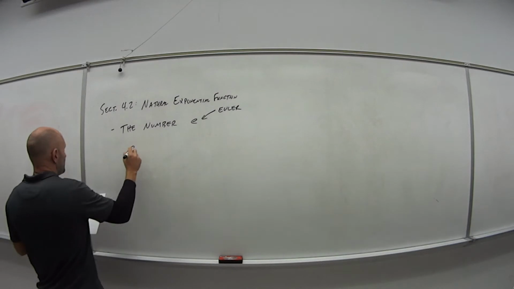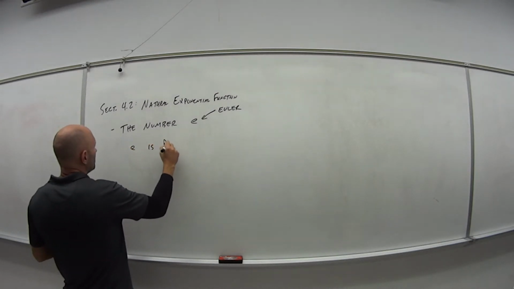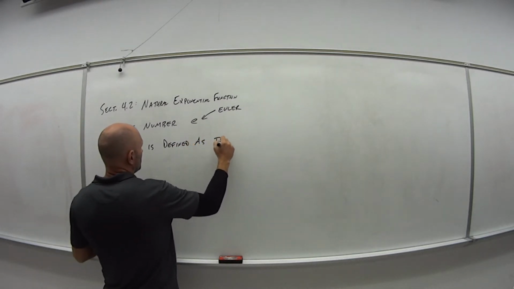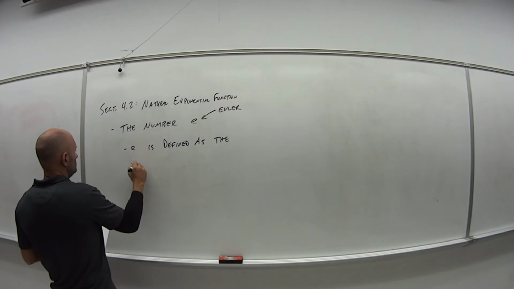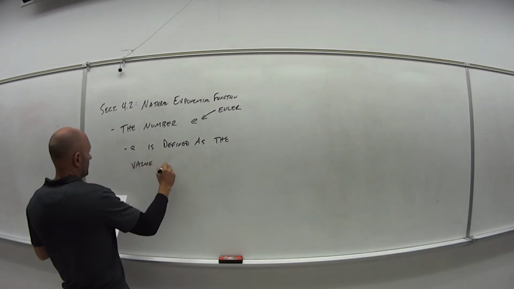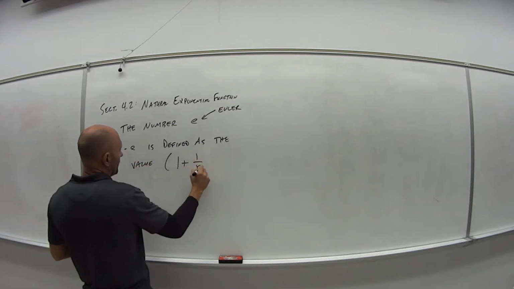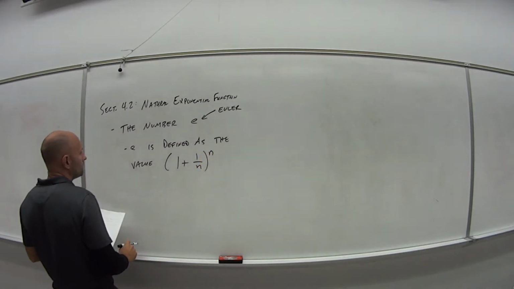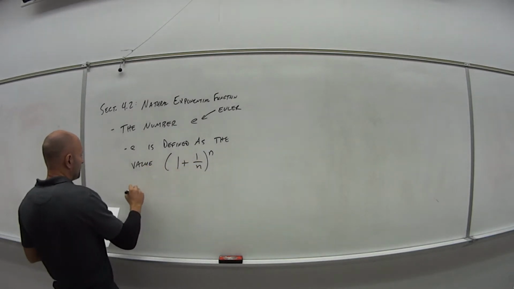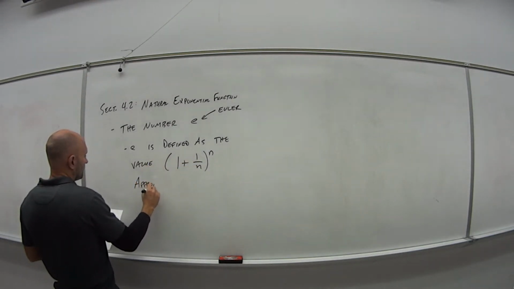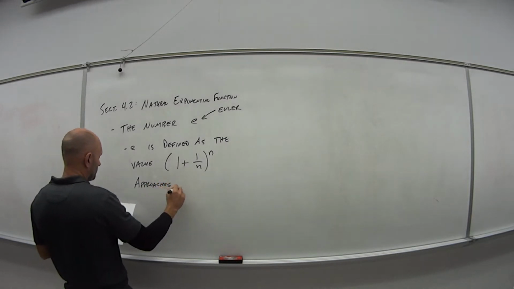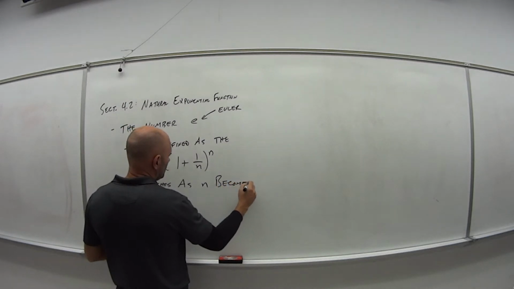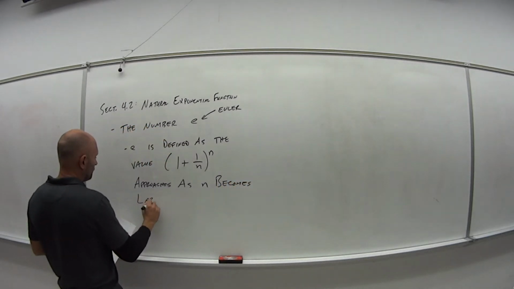And by definition, E is defined as the value of (1 plus 1 over n) to the nth power. So it's defined as the value this approaches as n becomes large. So as n goes to infinity, what does this number get close to?